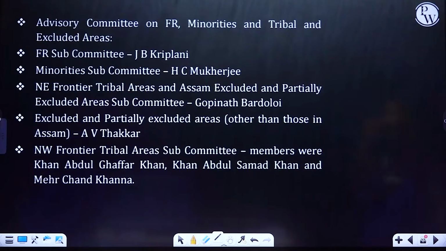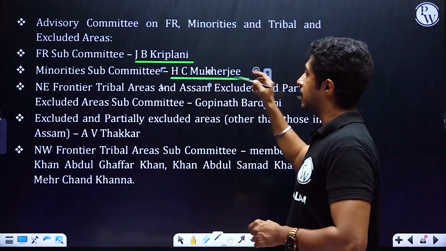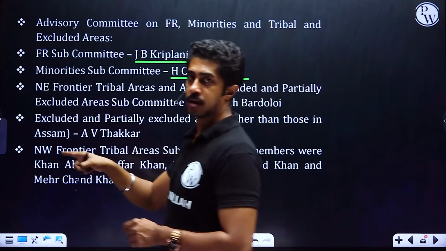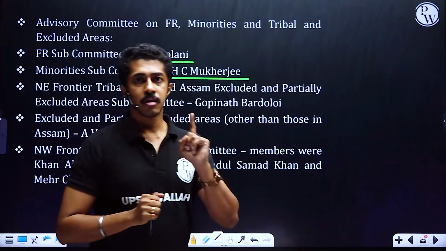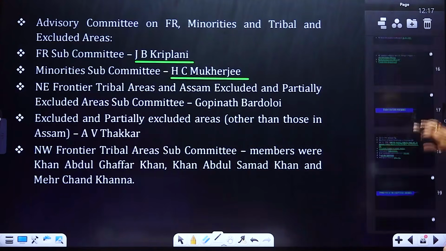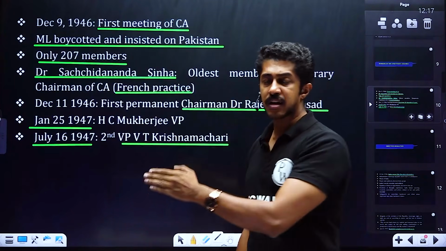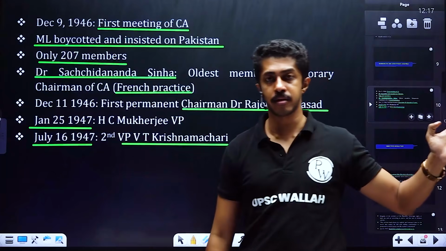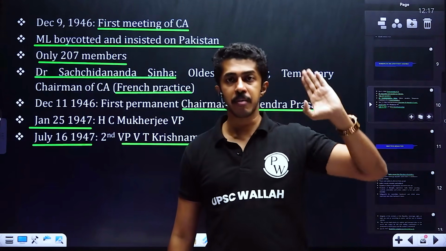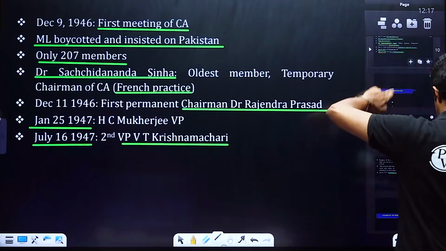Taking it further forward, the Advisory Committee on Fundamental Rights, Minorities and Tribal and Excluded Areas. Fundamental Rights Subcommittee, J.B. Kripalani. Minority Subcommittee, H.C. Mukherjee. Where have we heard this name? First Vice President. Let us just quickly take a recap of that. Getting the picture here? This is the way you are supposed to be studying polity. You see a familiar name, you see a familiar provision, immediately go back. That way you will have it memorized. Getting the point here? So H.C. Mukherjee, first Vice President.